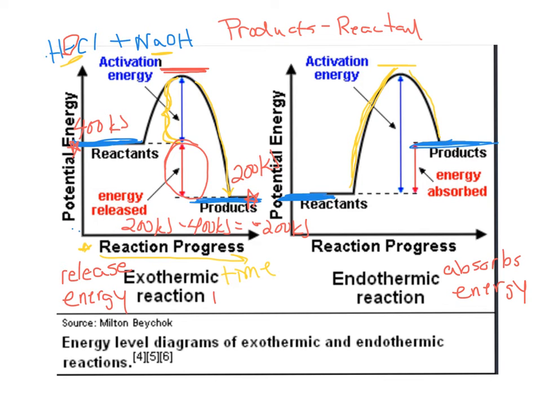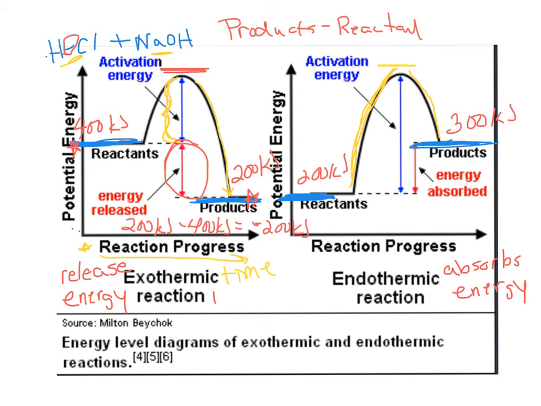So in this case, let's say we have our reactant starting at, we'll say, 200 kilojoules. We're just going to go the opposite way. 200 kilojoules of potential energy for our reactants. And let's say that our products end up having potential energy of 300 kilojoules at the very end.